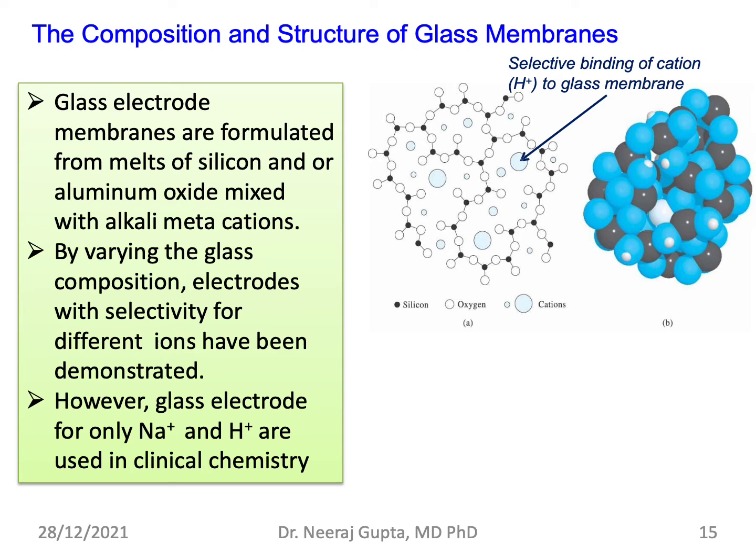Now let's look at the composition and structure of glass membranes. These glass electrode membranes are formulated from melts of silicon and/or aluminum oxide mixed with alkali cations. By varying the glass composition, electrodes with selectivity for different ions have been demonstrated. However, glass electrodes for only sodium and hydrogen ions are used in clinical chemistry.